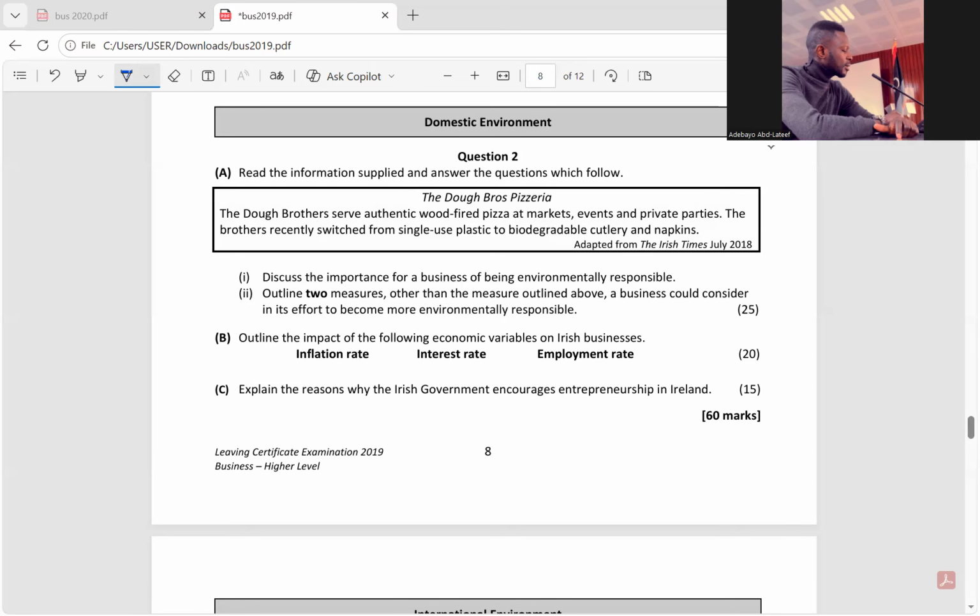Low interest rate. For a low interest rate, it increases the ability for firms to borrow to expand their operations. So they'll be able to borrow more money for capital goods, which will bring about expansion.